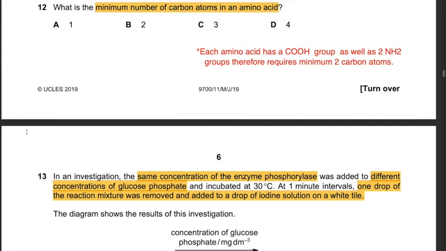Question 12. What is the minimum number of carbon atoms in an amino acid? Each amino acid has a COOH group as well as an NH2 group. Therefore, it requires a minimum of 2 carbon atoms, not 1. Hence, the answer is B.